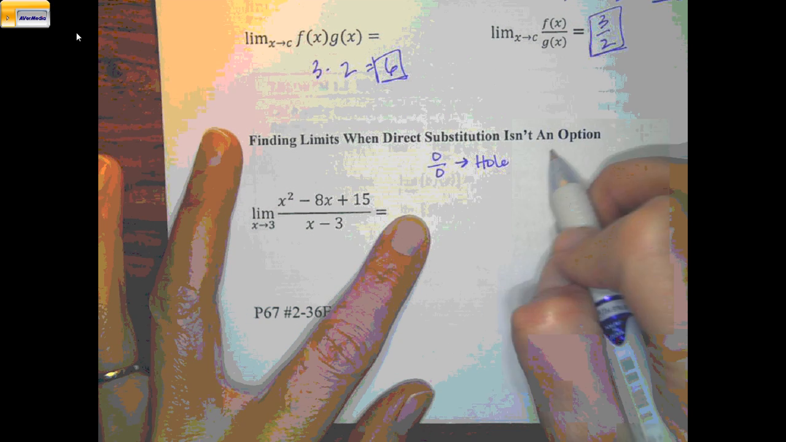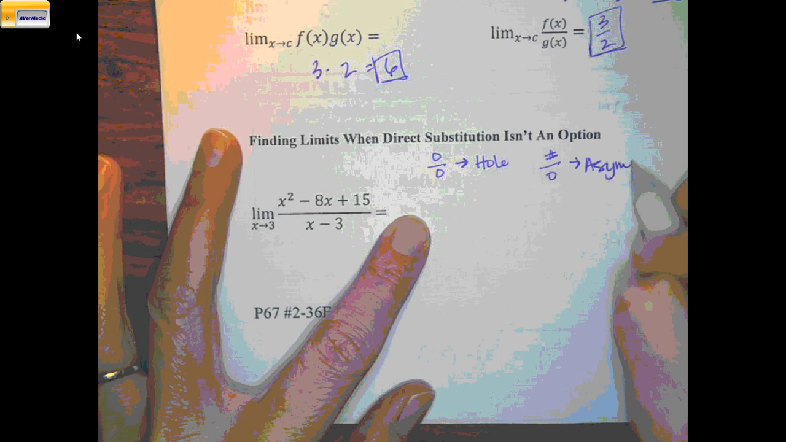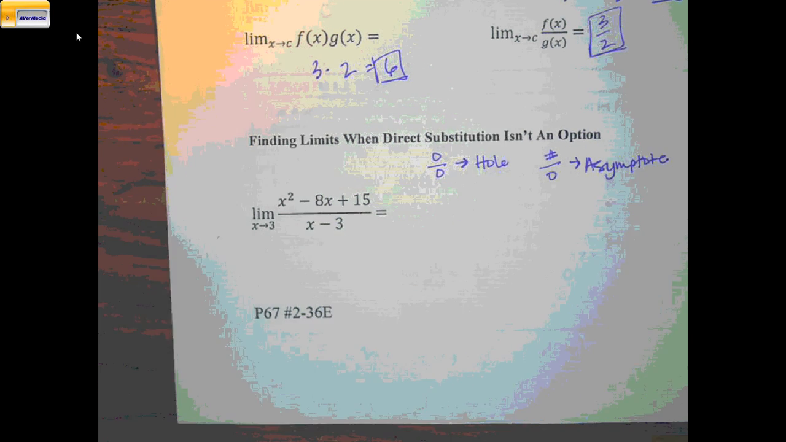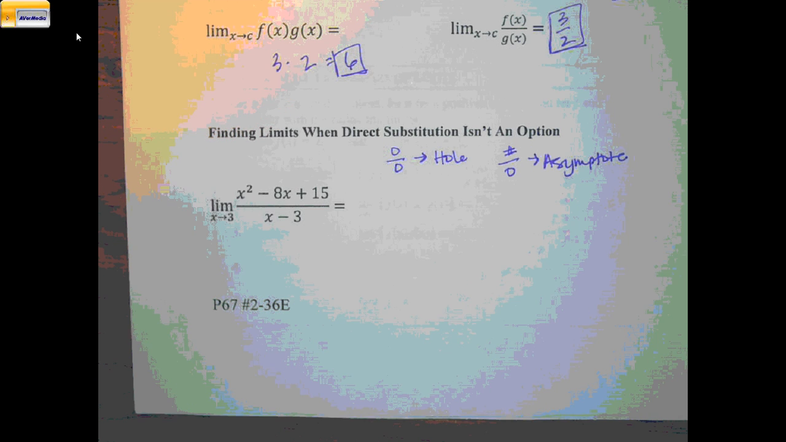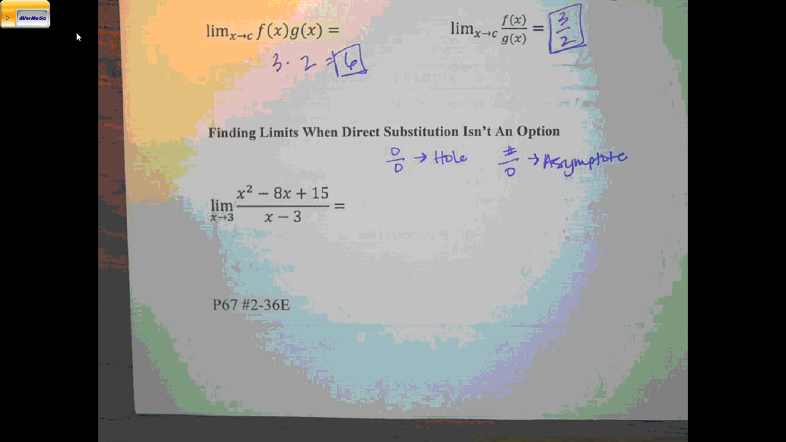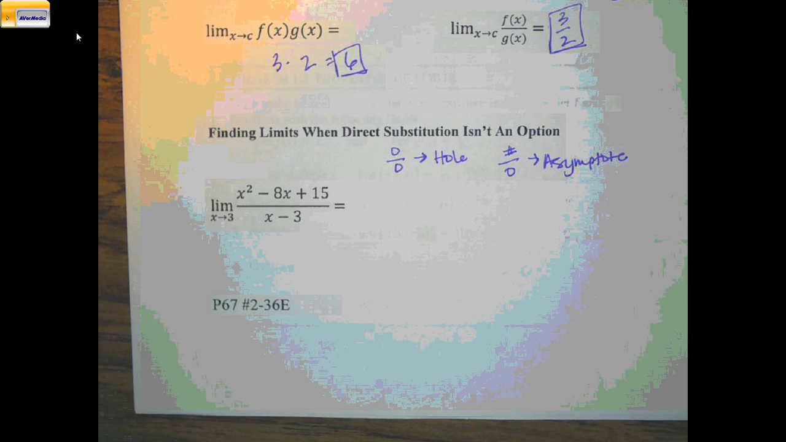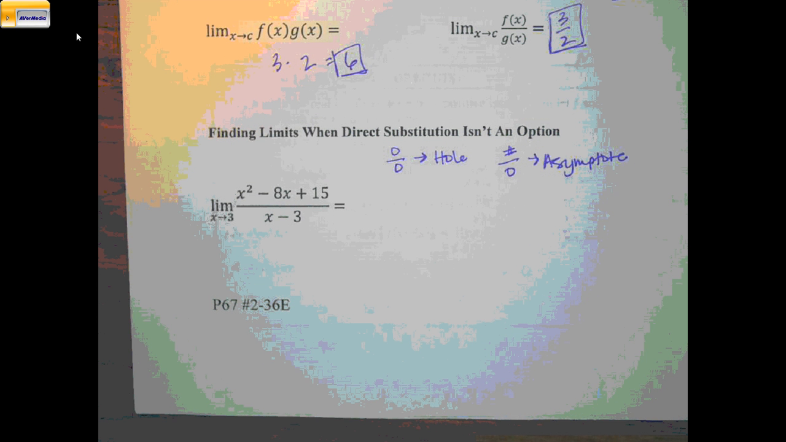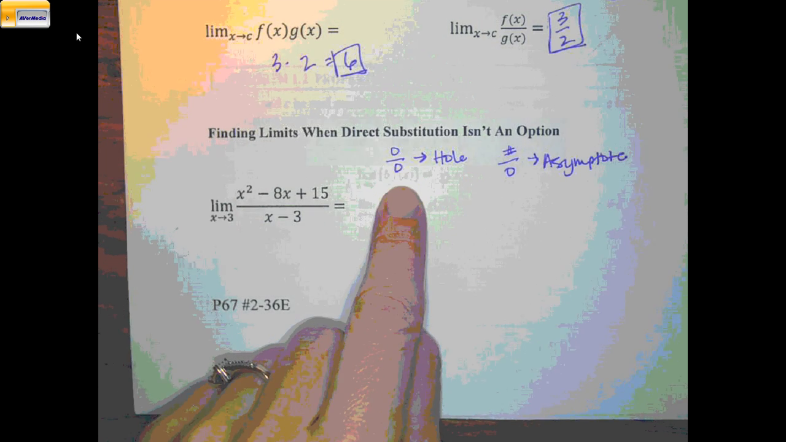If you get a number over 0, it tells you that there's an asymptote. Which still means that you've got some more work to do. But you know what kind of discontinuity you're dealing with. And on a problem like this, you would know immediately to not plug that 3 in immediately. You would know that you needed to factor and reduce first. But there are problems when you may not recognize that immediately. So if you don't see that immediately and you plug it in, you get 0 over 0, you know you need to do some more work.